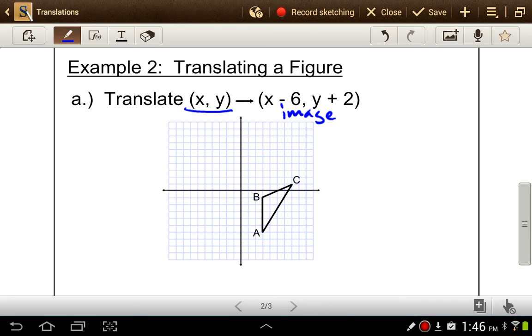So I go 1, 2, 3, 4, 5, 6, then 1, 2 up. A prime. B: 1, 2, 3, 4, 5, 6, 1, 2 up. B prime. C: 1, 2, 3, 4, 5, 6, 1, 2 up. C prime. Draw your triangle. And there you go, I've just translated. I slid my triangle over to a new location. Okay, I'm going to pause, or if you need to pause, go ahead. I'm going to go to the next page.